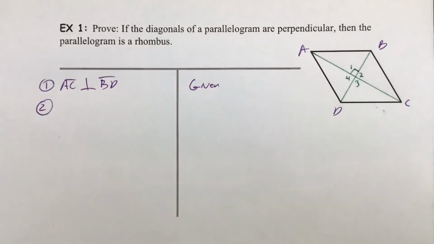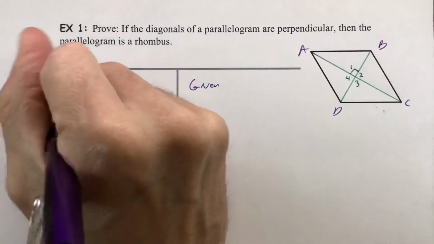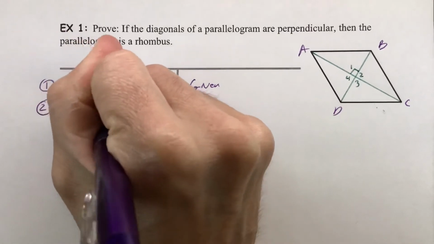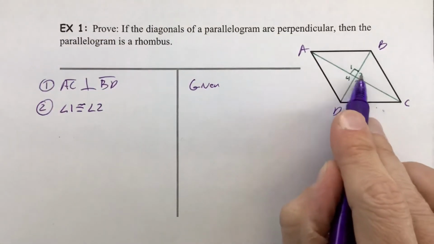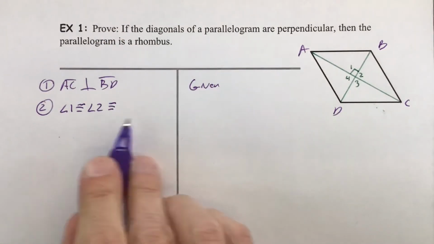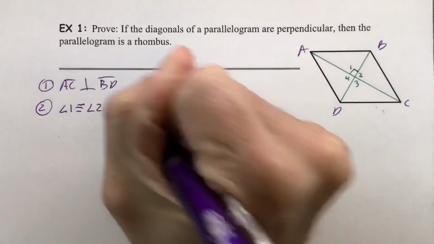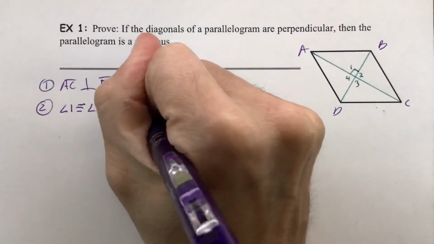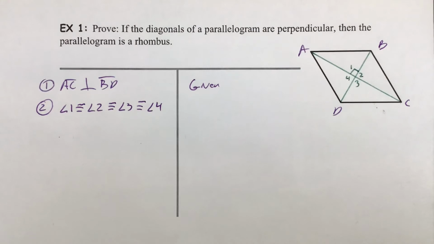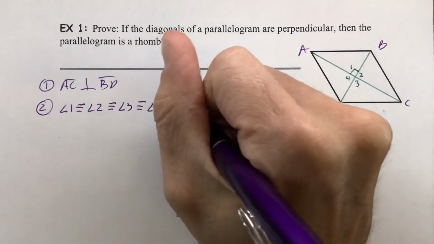Okay, and then for line 2, I'm going to write down that angle 1 is congruent to angle 2. They're both going to be 90 degrees. And I'm going to extend that out and say that it's also congruent to angle 3, because that's 90 degrees as well. And extend it out to say that angle 4 is also congruent to them, because they're all 90 degrees. Okay, and my reason for that is that these are perpendicular lines.